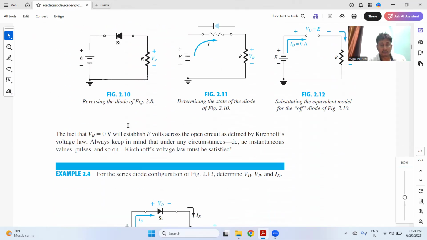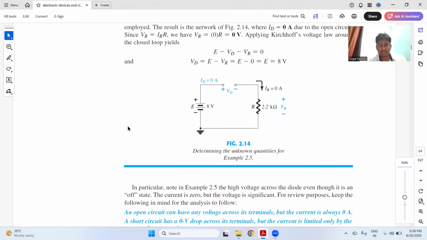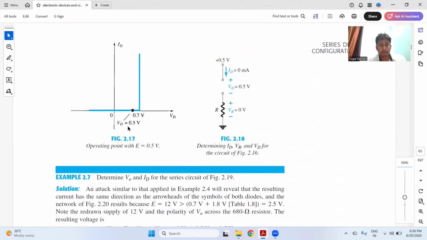Let me give you some diagram related to that. Just give me some time. Let me search the diagram.